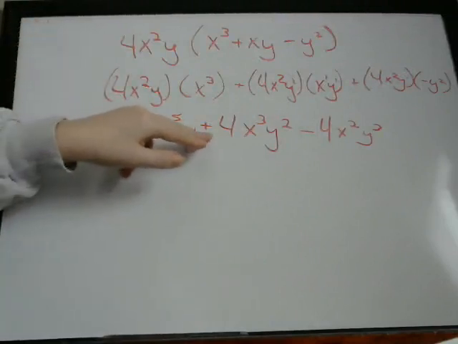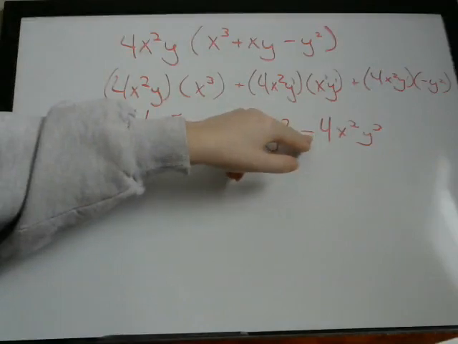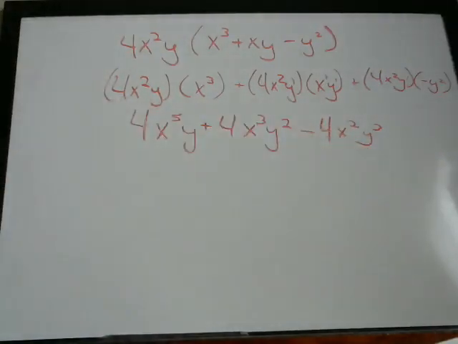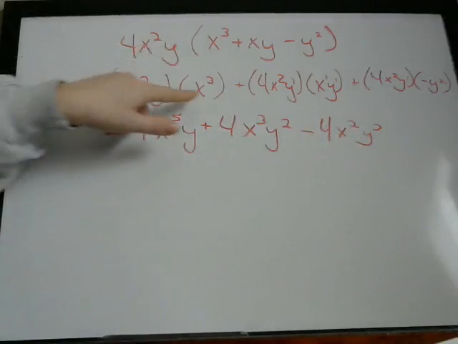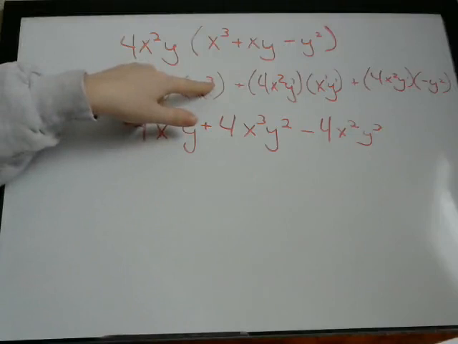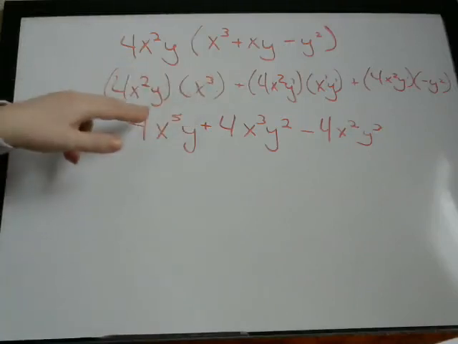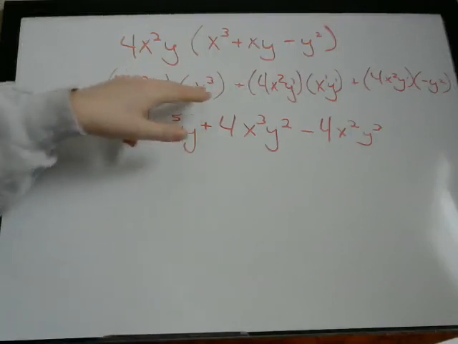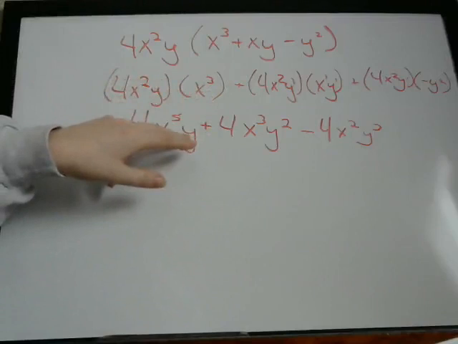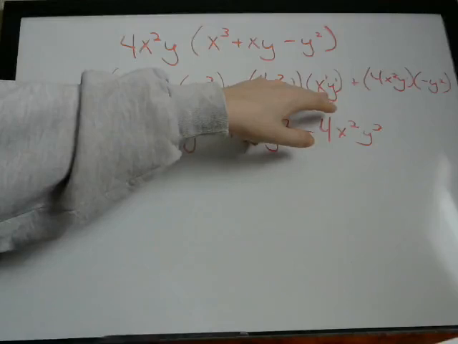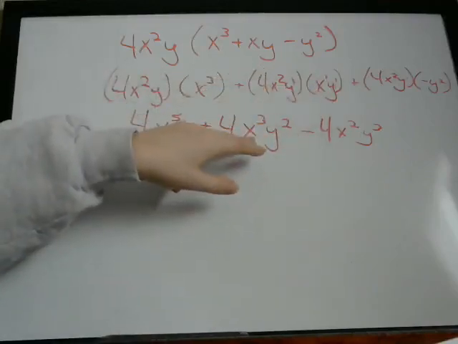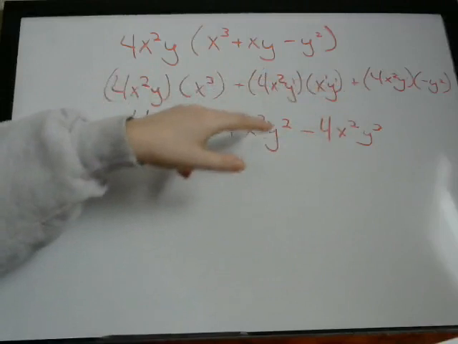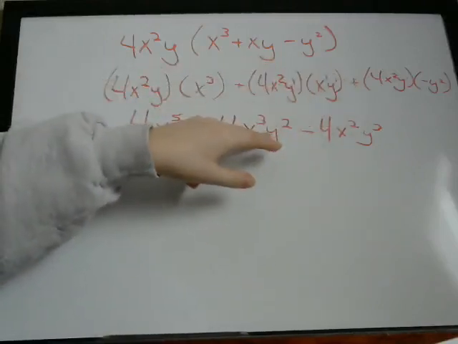4x to the 5th y plus 4x to the 3rd y squared minus 4x squared y to the 3rd. And all you're doing is you just match up the variables. So if you have an x and an x, when you're multiplying, you add the exponents. It's a simple addition. So 2 and 3 gives you 5. If there is no other variable, then you just write it down. So here was a y, you just write down the y. Here we had x squared times x, so that was 2 plus 1, gave us an x cubed. Here we had y times y, which is a 1 plus 1, which gave us a y squared.